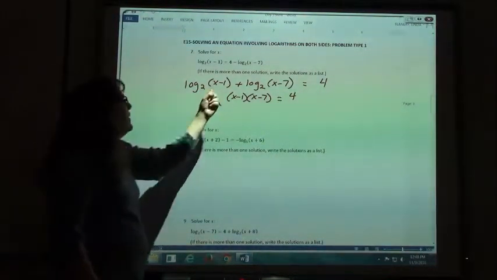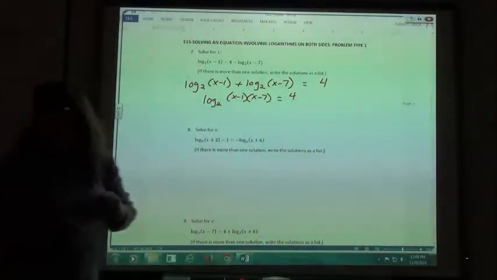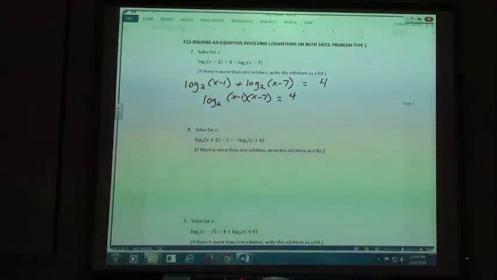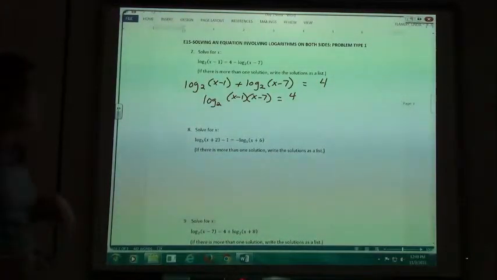Multiply what values? This one and this one. Okay, we don't do anything with the log numbers? Nope, because they're both log base 2. They have to be the same, otherwise we couldn't combine them. If they were different? If they're different, we'd be stuck and we couldn't solve the problem. Okay. So they better not do that to you.